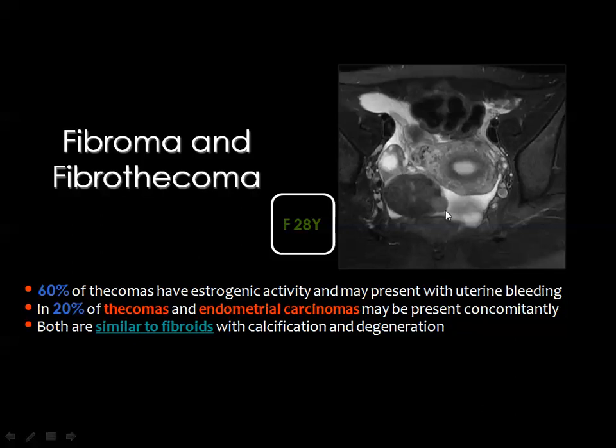This is the uterus, as you know, and this is the ovarian mass, which is of low signal in T2 weighted images. Sometimes it is almost similar to the fibroid, which is the leiomyoma, and it usually or may contain calcium and undergo some degeneration similar to the fibroid seen in the uterus. Then in 20% of the cases, they are associated with endometrial carcinoma. And 60% of sarcomas have estrogenic activity, and may present clinically by uterine bleeding.